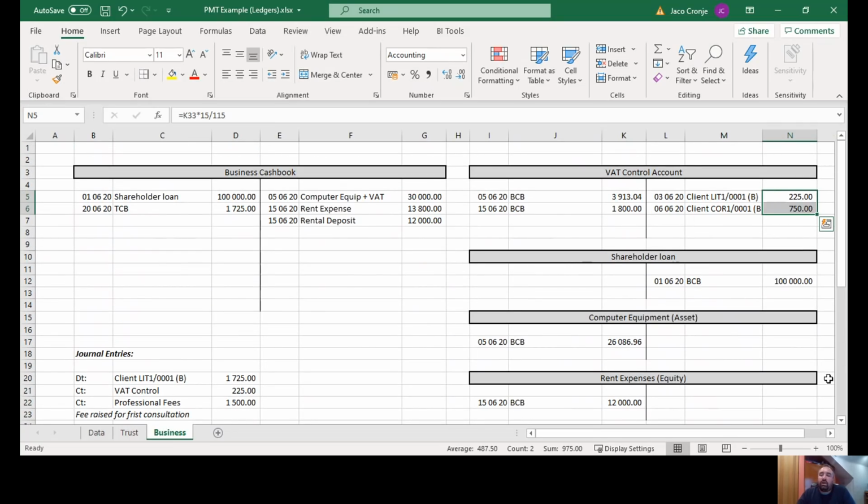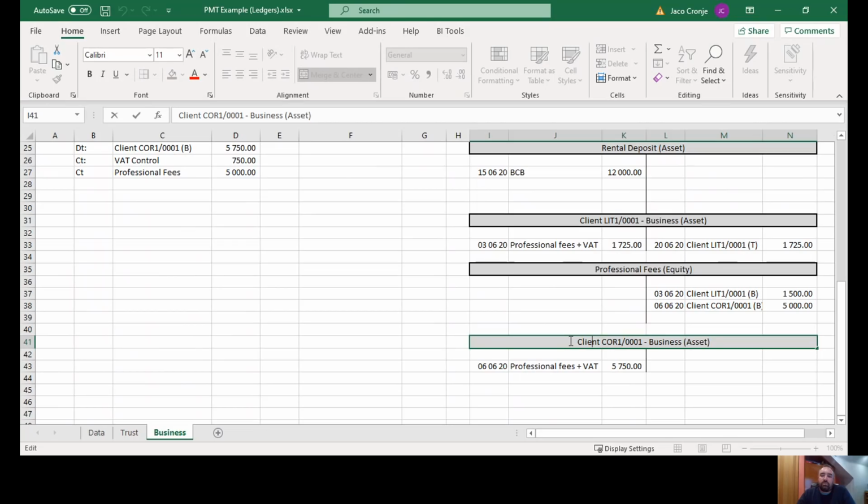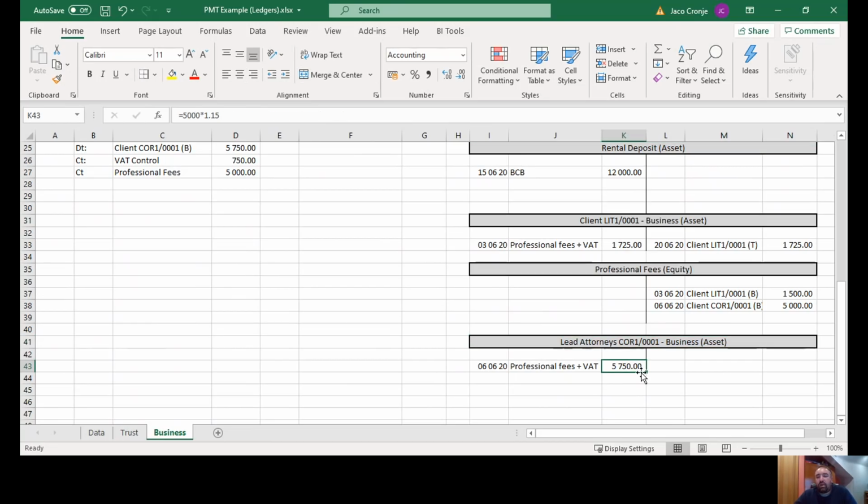Right, so that was relatively simple, except for one fact that we are completely missing, and that is the fact that there is a fee share agreement on this. So what is my fee that this client owes me? Remember, the client for this matter is called lead attorneys. So let's call it lead attorneys COR11, because remember, I'm doing the work for lead attorneys. So I'm invoicing lead attorneys, but lead attorneys don't have to pay me this full fee because they can keep 30% of that.